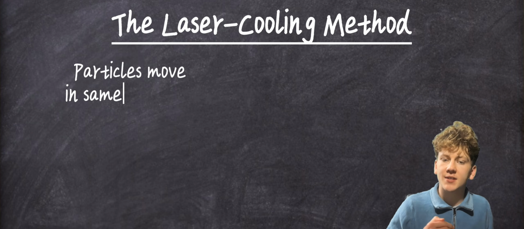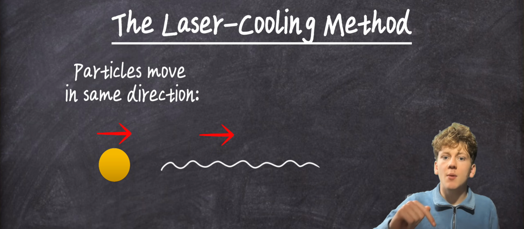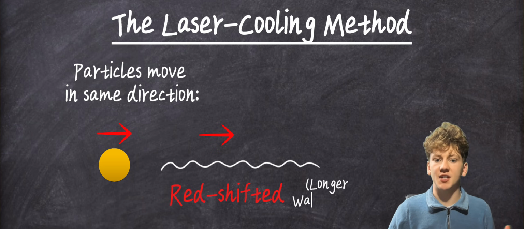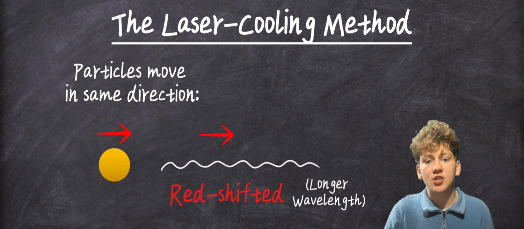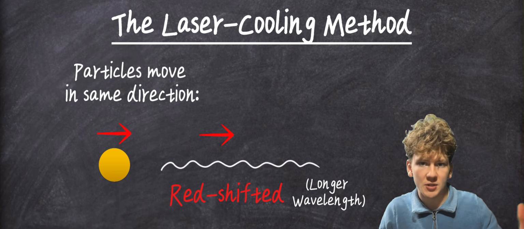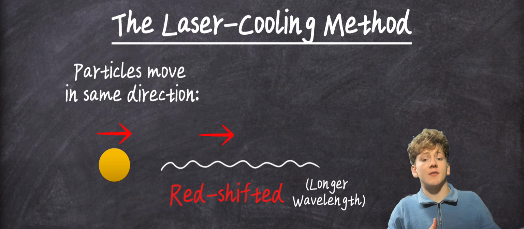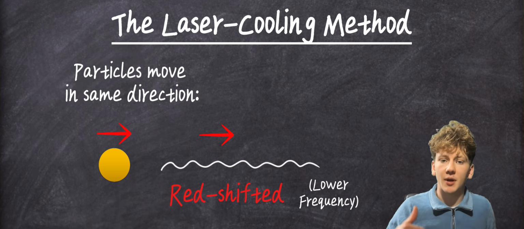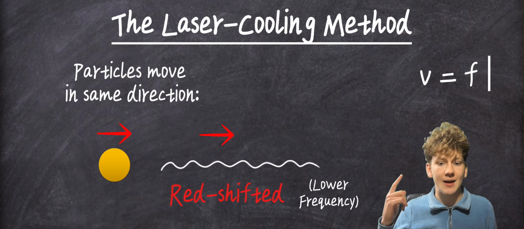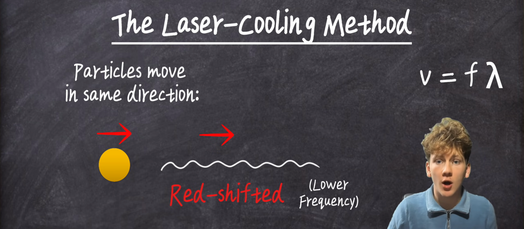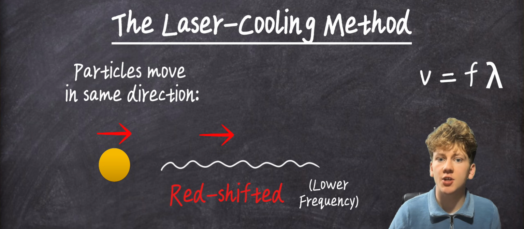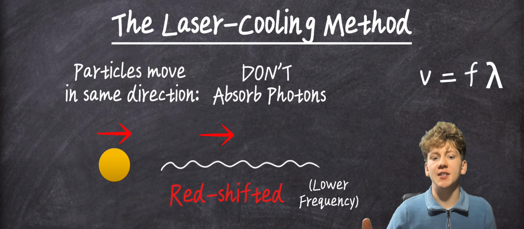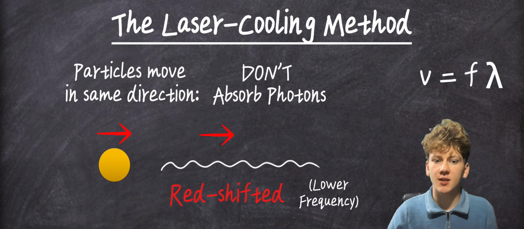Particles that move in the same direction as a laser beam perceive that light to be redshifted. This is because the light's wavelength has increased due to the Doppler effect, and so is closer to the red end of the spectrum. Because the wavelength of the light increases, the frequency of the light must also decrease because v is equal to f lambda. Therefore, particles moving in the same direction as the incident light do not absorb it, as the frequency of the light is too low to cause electron excitement.